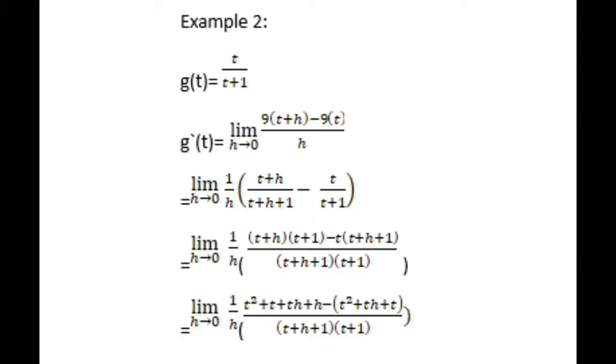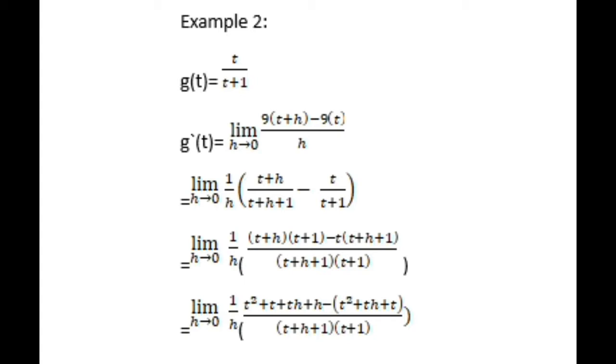Second given, g of t is equal to t over t plus 1. The work on this will proceed in exactly the same manner as the previous example. First, we plug the function into the definition of the derivative, which is g prime of t equals the limit of g of t plus h minus g of t all over h as h approaches 0.